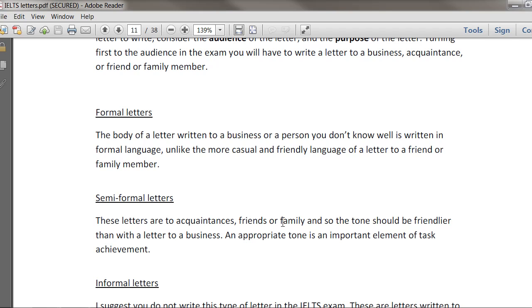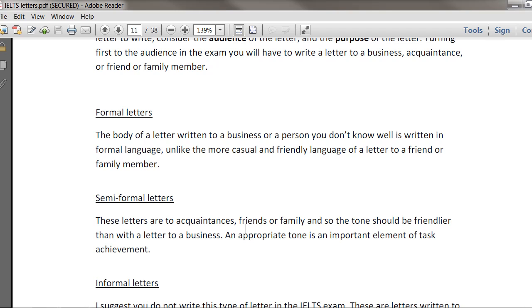We could say sometimes these are informal, and we want to use a friendly tone in particular with these ones. For friends and family, it would be strange to write "Dear Sir or Madam" to a friend. We could just write "Dear Bob." That would be fine.